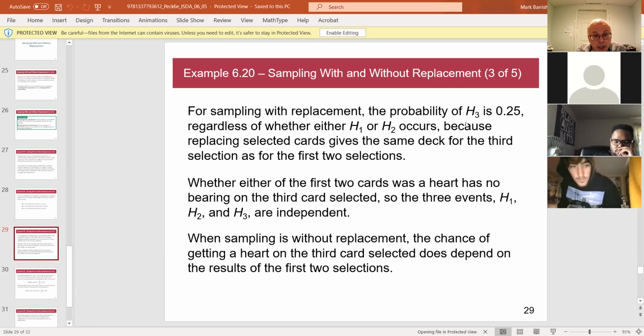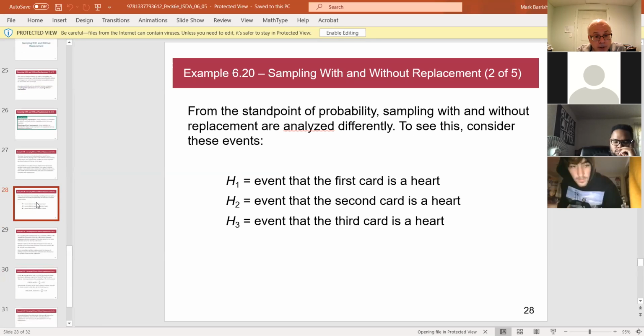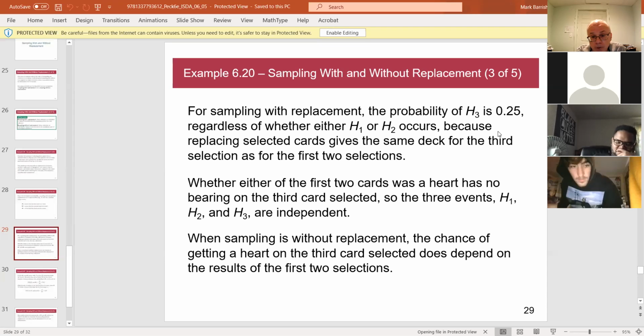It says for sampling with replacement, the probability of H3. What is H3 again? That the third card is a heart. It's 1/4. There's 4 suits, right? So if every time we select a card, we put it back into the deck, the probability that the third card is a heart will remain 1/4 because there's 4 suits. And it doesn't matter what happened in the first 2 cards that are selected, right? Because they were put back into the deck.